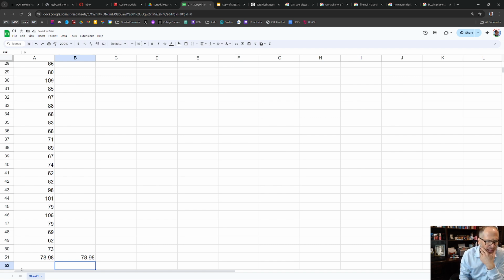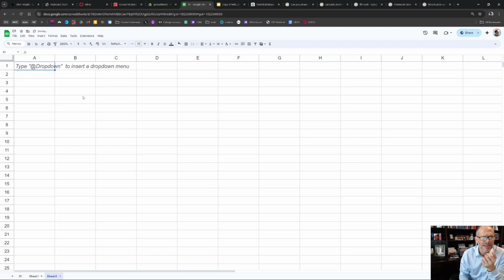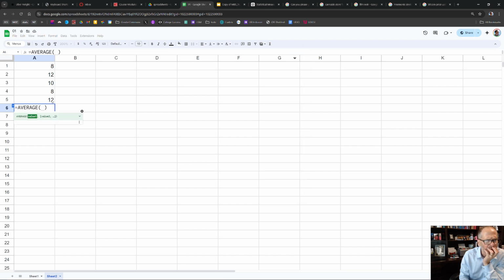And we could look at measures of central tendency. So if we had, we'll just do a few numbers. Like if we had 8, and then we had 12, and we had 10, and we had 8, and we had 12, right? The average on that is going to be 10. So I'm going to go up here, and I'm going to go to average, and I'm going to go like this, and the average on that is 10, right?